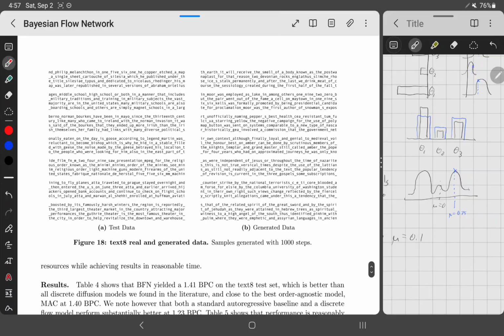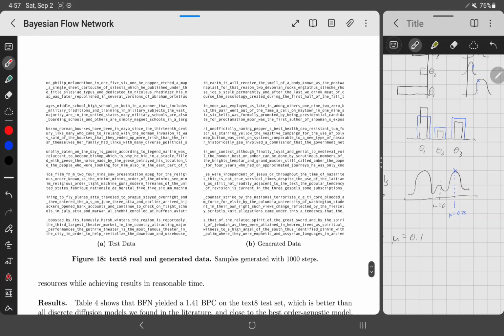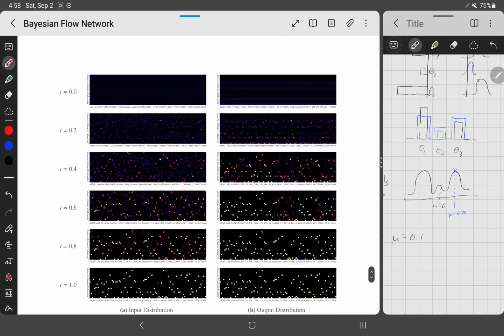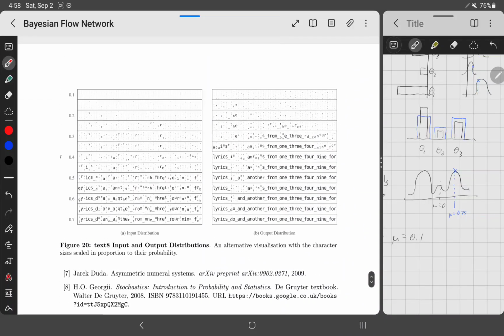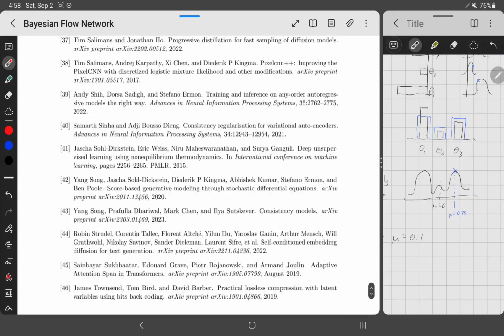And then they have text, which is something that diffusion couldn't do. So yeah, it can generate text that looks not like garbage, which is better than a lot of methods. It's better than any method that's not autoregressive, pretty much. And some more results. Yeah, it can generate text, which is cool. And I think that's it.